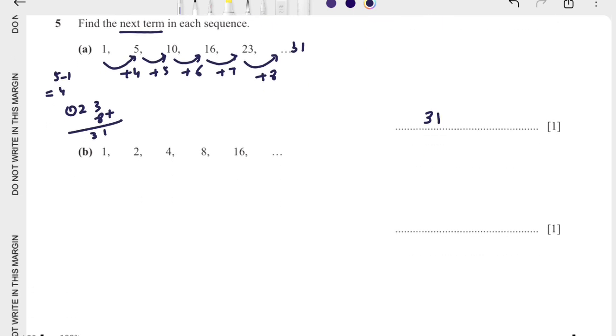B part. If you multiply the first value with 2 you get the next value, then 2 times 2 you get the next value, that is 4, then again 4 times 2 you get 8, then 8 times 2 becomes 16, and then 16 times 2 becomes 32. So 32 would be your answer.